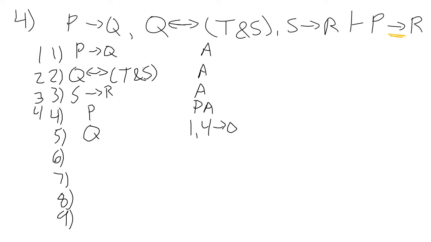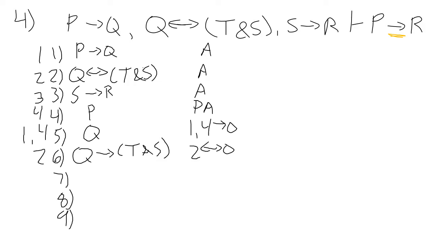So that's going to be 1 and 4, arrow out. And 4. Now, to make use of the second biconditional, we can write this version of the conditional from 2, double arrow out. Now we can toss our Q into this to get T and S from 5 and 6, arrow out.